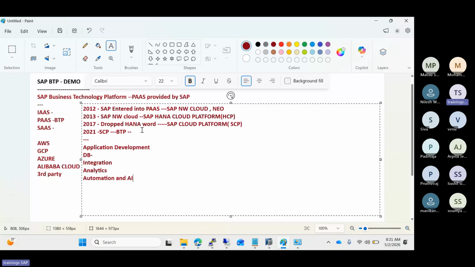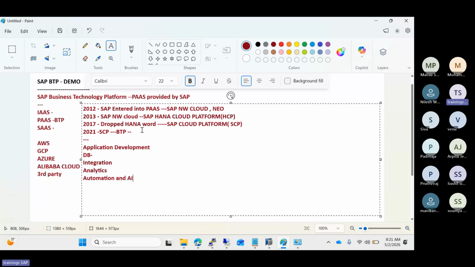So these are the 5 main key pillars in BTP. Now the major services falling under each pillar. If we talk about application development, we have Build Apps, Mobile Services, Business Application Studio, and Build Work Zone. Some other services also come under application development.